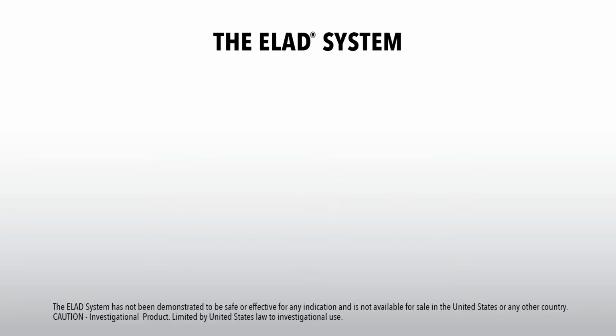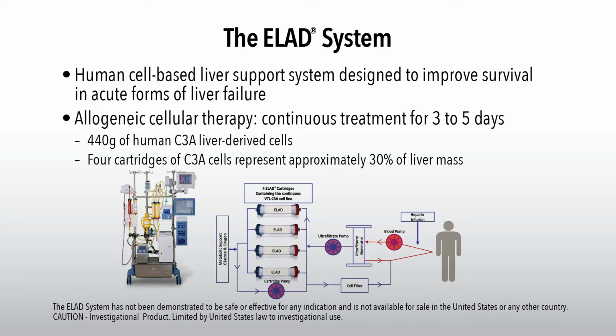Our next treatment modality for patients with severe alcoholic hepatitis is the ELAD system. The ELAD system is a human cell-based support system designed to improve survival in acute forms of liver failure. This system is based on allogeneic cellular therapy and is delivered as a continuous treatment between 3 and 5 days. Imagine that this system has 4 cartridges, inside of which is a total of 440 grams of human cells that are C3A liver-derived cells.